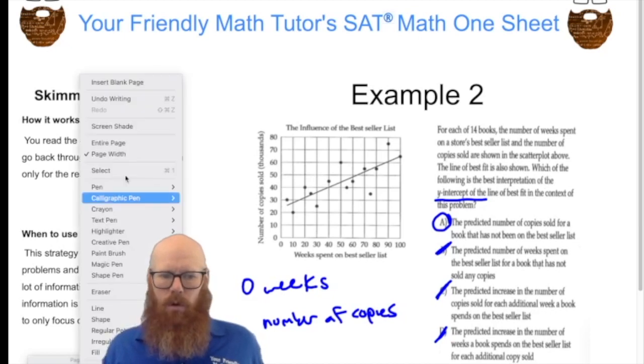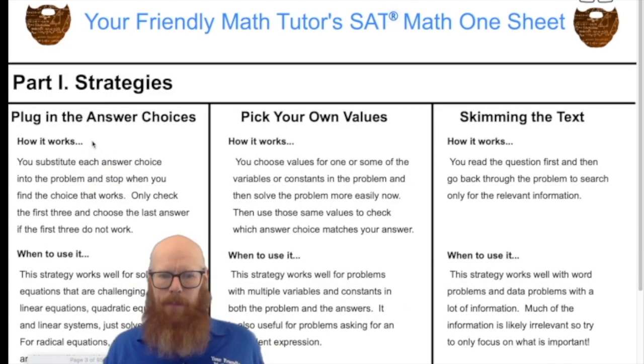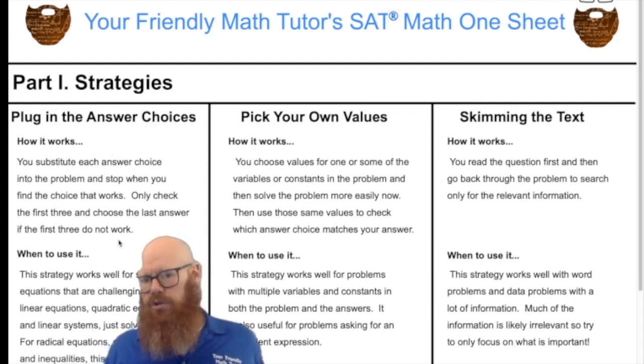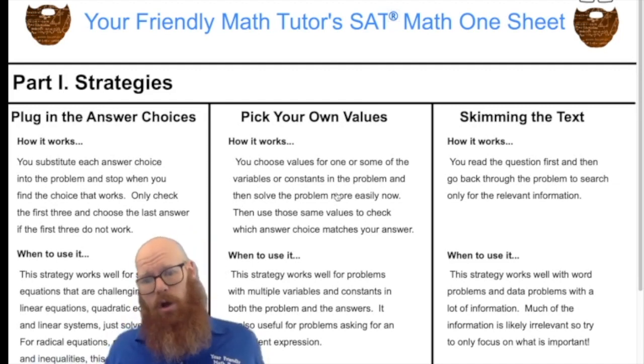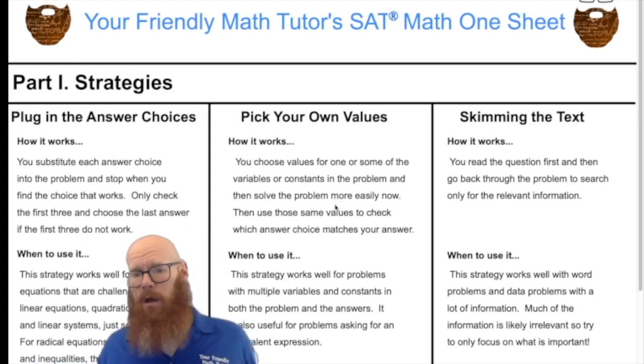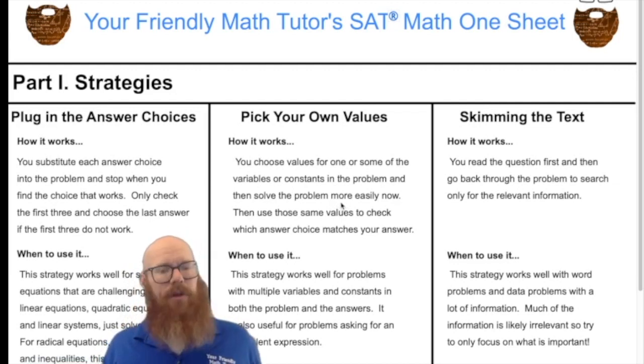All right, so let's kind of just jump back real quick. So again, our 3 strategies: plug in the answer choices. So use the 4 answer choices, plug in 3 of them, at most 3. When you get one that works, you're done. When you pick your own values, you will have to check all 4 answer choices, because every once in a while, based off the values you pick, there might be 2 answers that work. So you have to pick new values to do that.